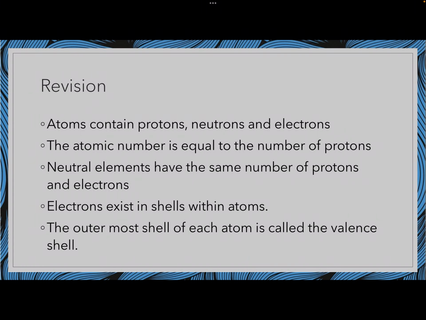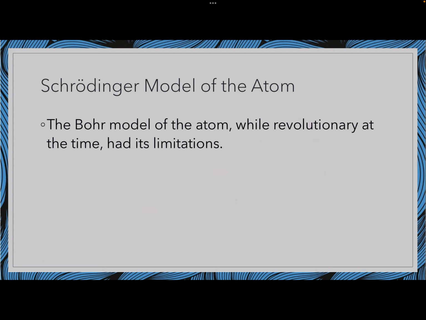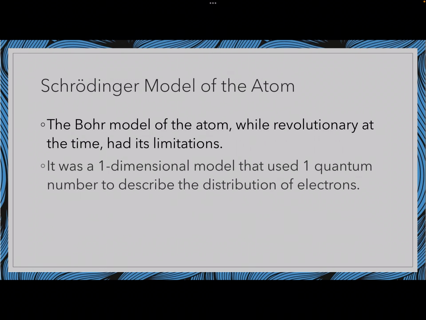So, following on from the Bohr model and all the spectral line stuff that we've done, we're going to have a look at the Schrodinger model of the atom. So the Bohr model of the atom, it was revolutionary at the time, but it did have limitations. It was a very one-dimensional model that used one quantum number to describe the distribution of electrons. And that was just the shell number. So it was 1n, 2n, 3n, 4n.